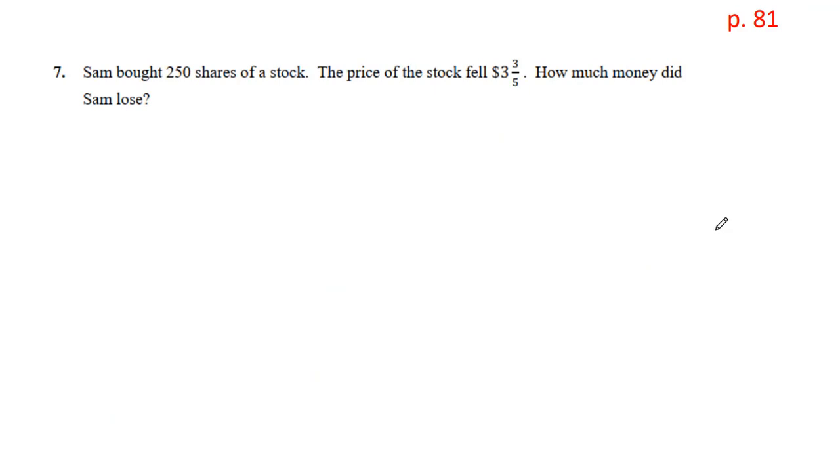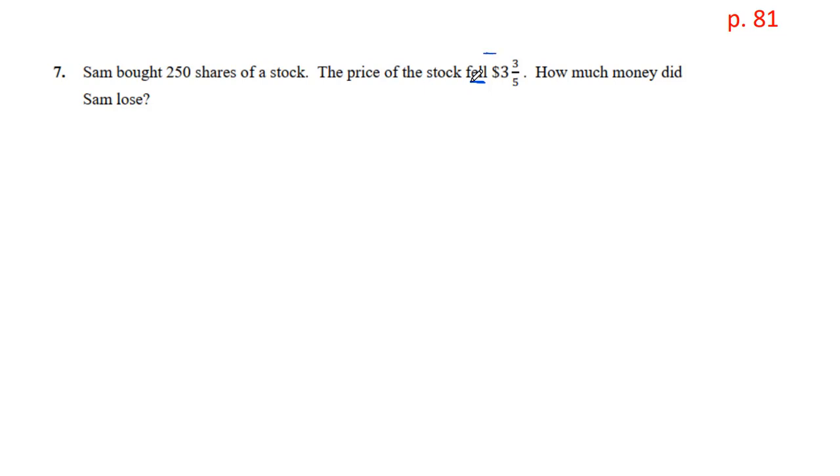Number 7, Sam bought 250 shares of a stock. The price of the stock fell $3.03, so 3 3/5 of a dollar. How much money did Sam lose? Well, every single stock fell 3 3/5 of a dollar. And he didn't just have one stock, he had 250 of them.